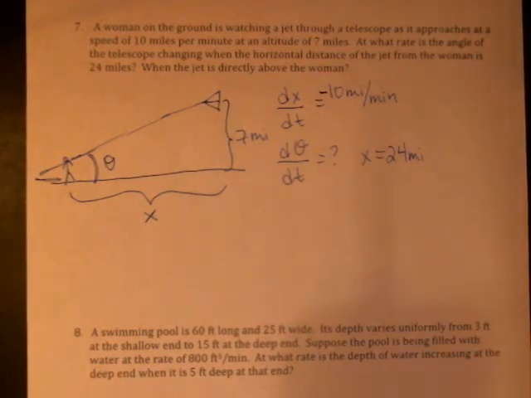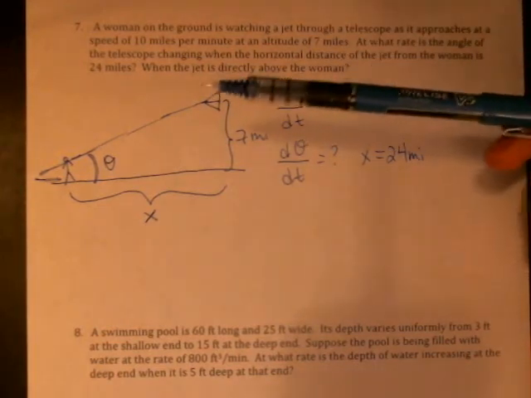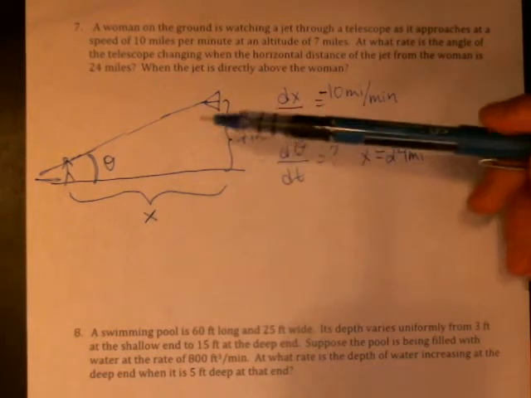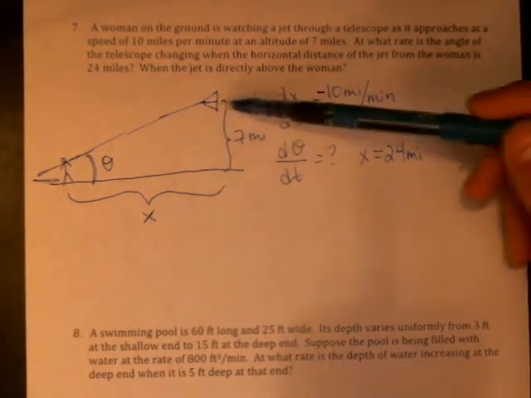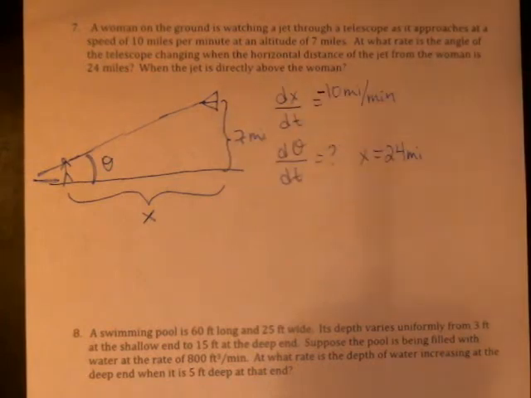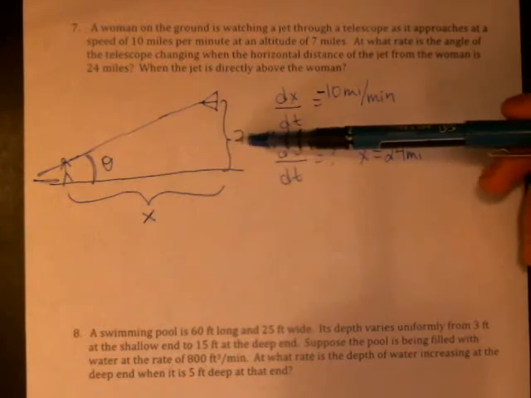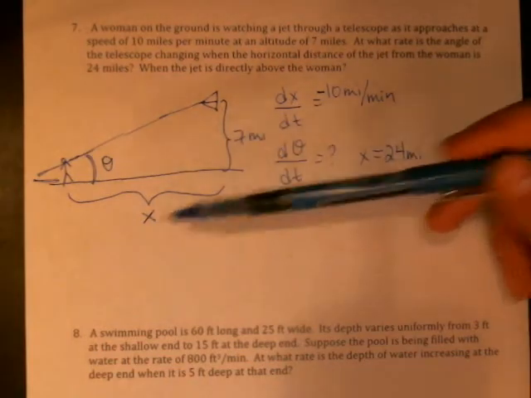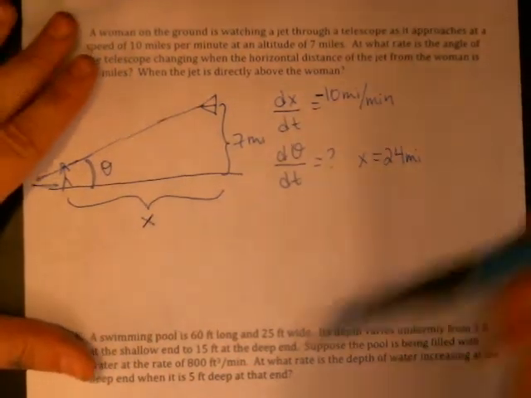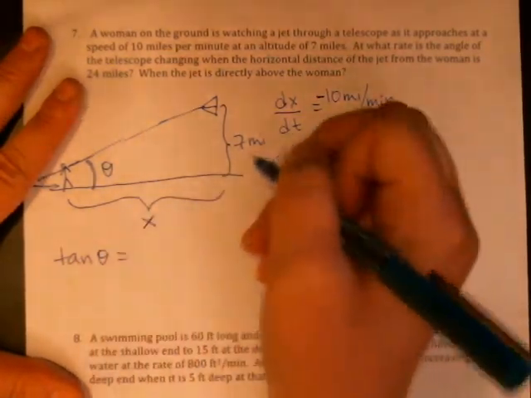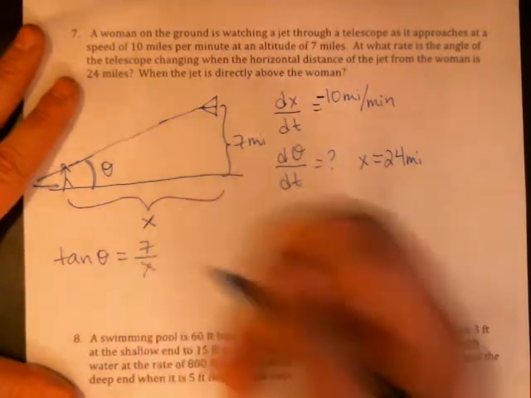So I need a formula that relates theta and x. Those are the two variables that I've had to introduce. And I would be totally happy for the 7 to be in the mix as well because that's fixed. So a formula that relates theta to 7, which is opposite, and x, which is adjacent, would be tangent. So let's say that tangent of theta is equal to 7 over x.